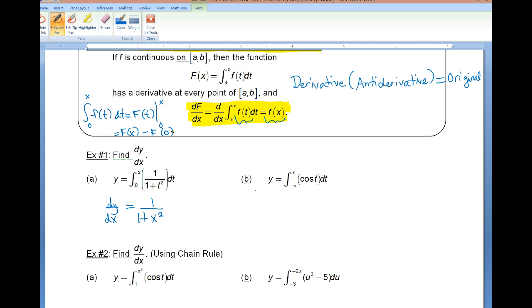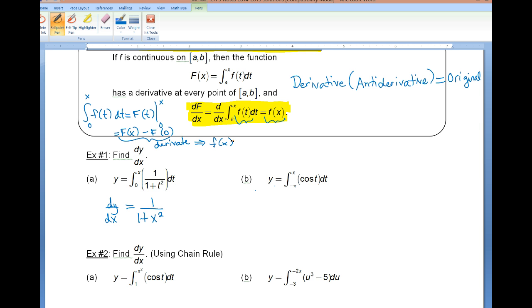Now, imagine if we took the derivative of this. What's the derivative of capital F of x? It's lowercase f of x. And what's this? Well, this is just a constant. So what happens when we do the derivative of a constant? It's just going to go away. So when we take the derivative, we get back the original function, but evaluated at that upper bound. So we should really be changing the t to an x, not the x to a t.